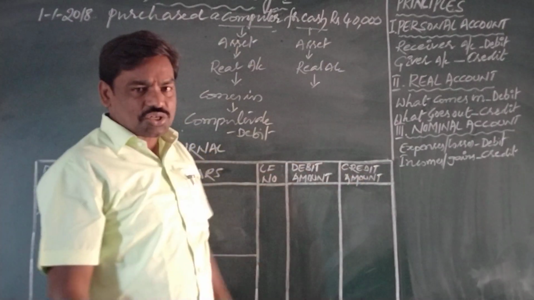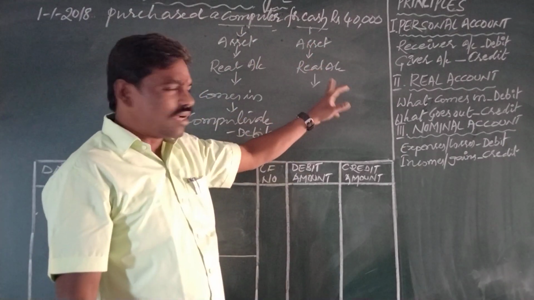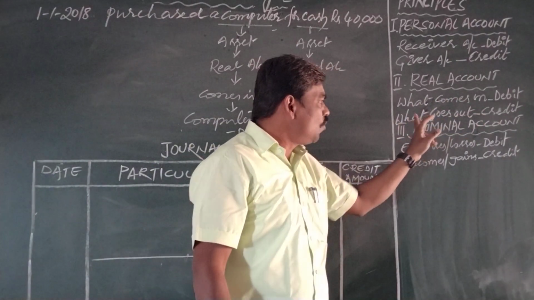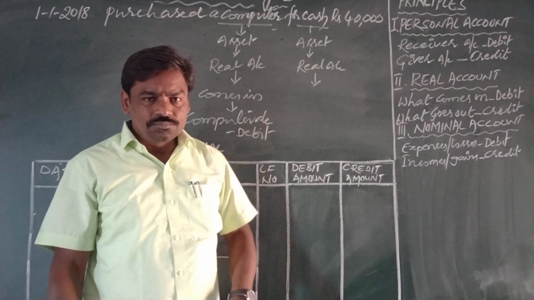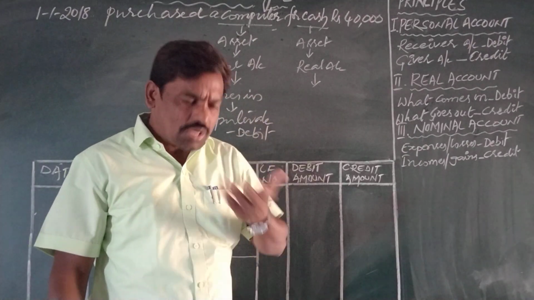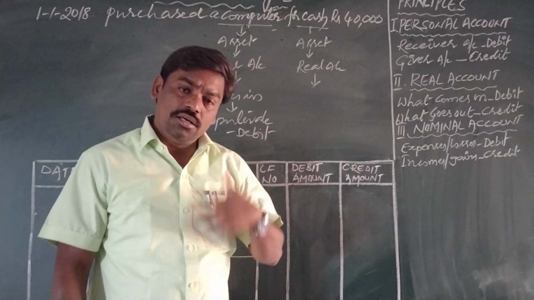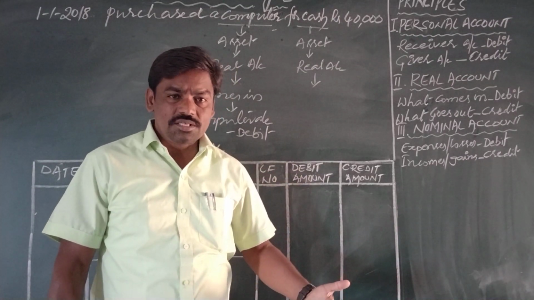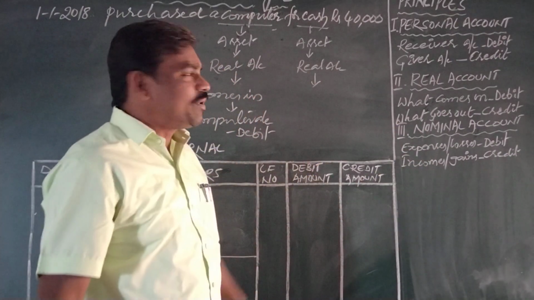And come to the next one, cash account. If you observe, cash is also an asset. Asset comes under real account. Real account has a principle. What is the principle? What comes in, debit; what goes out, credit. As per that principle, when we purchase the computer for cash, is cash coming into the business or going out of the business? Yes, that is correct. Cash is going out of the business. So whatever goes out of the business should be credited as per the real account principle.